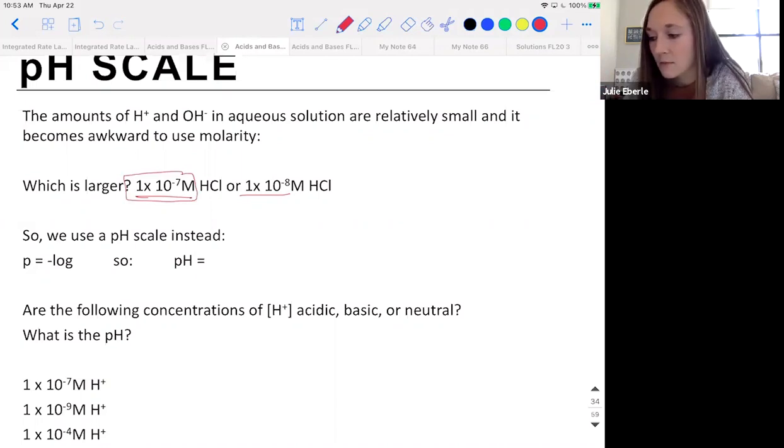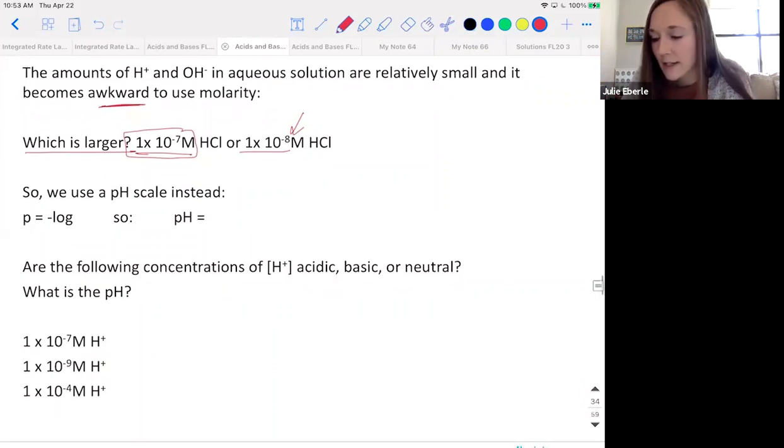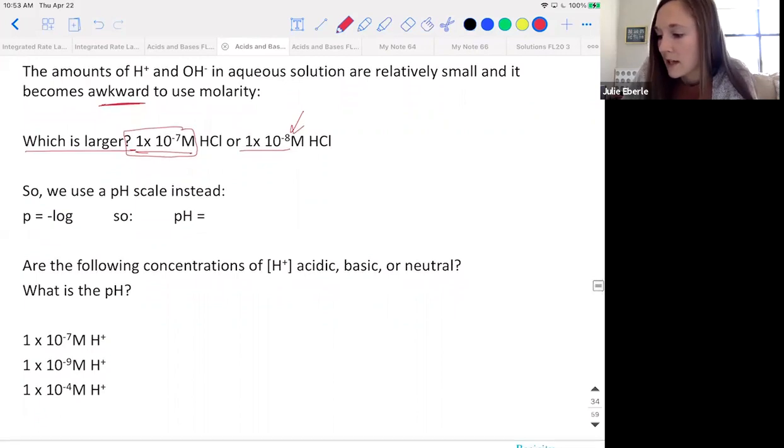But these numbers are really small, right? Like if I ask you which one's larger, this becomes kind of awkward. It's awkward to use molarity because it takes a minute for my brain to look at that number and be like, all right, 8's bigger than 7, but it's a negative exponent, so 10 to the minus 8 is actually small. So that's why we use pH. pH gives nice numbers between 1 and 14. That's easier for us to look at and make a conclusion than these crazy exponents. So we're going to use the pH scale.